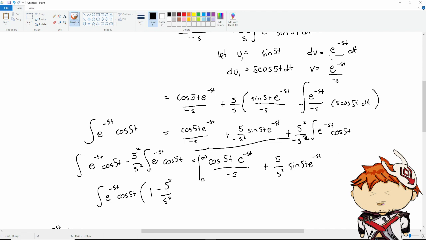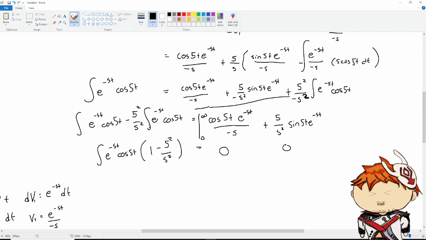Okay, that's basically it. Now if we evaluate this equation, having e to the negative st, at infinity the upper limit basically becomes 0, while for the lower limit, t is 0. Cosine 5 times 0 is 1, right? And sine 5 times 0 is 0. So basically your cosine will have a value which is negative 1 over s plus 0.